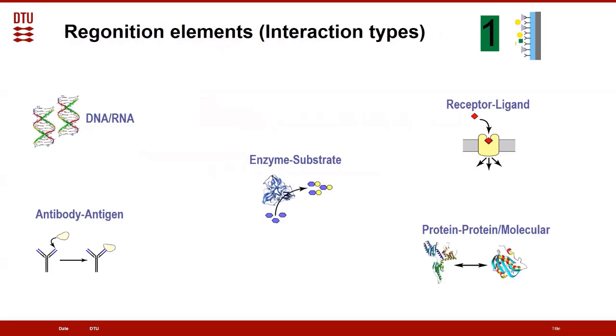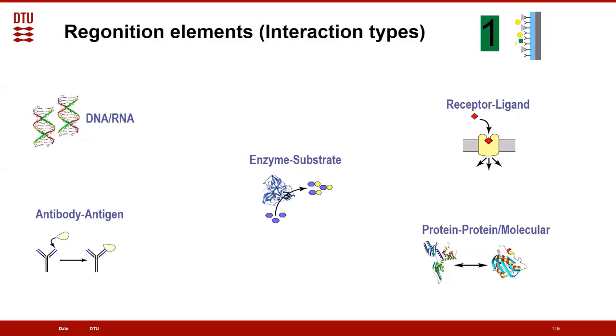The recognition element interaction types are several. Here I have listed a few. Now we have the DNA-RNA or DNA-DNA interaction, where the single-stranded DNA can bind or recognize the other DNA strand. We have the receptor-ligand interaction, where a specific receptor will detect a ligand. We have protein or molecular interactions, where you have a specific protein that is a receptor of some kind to detect the molecules in question.